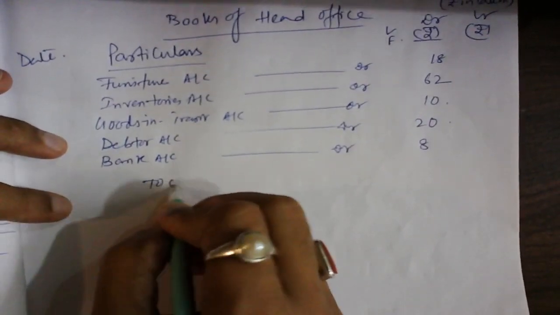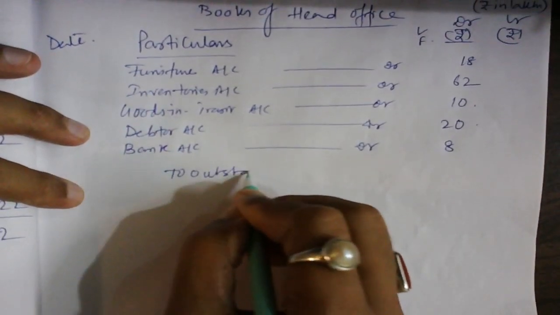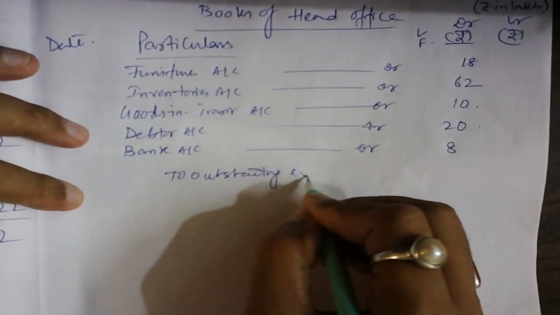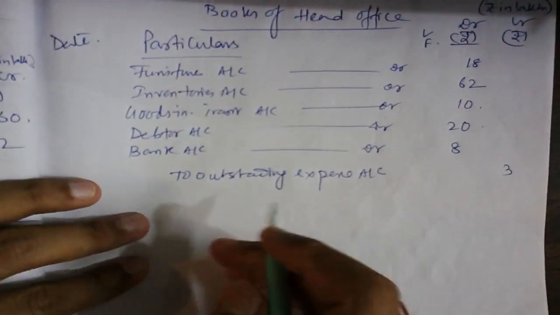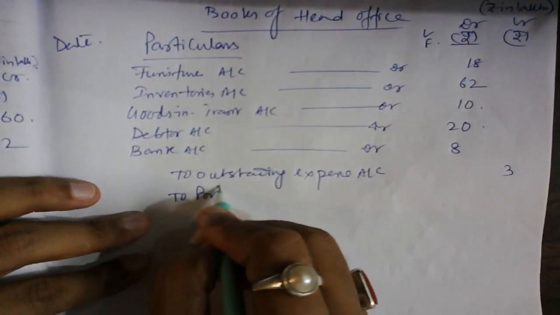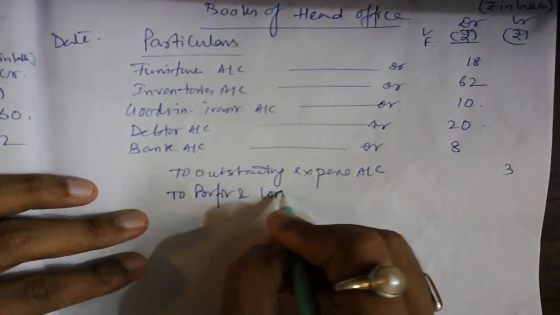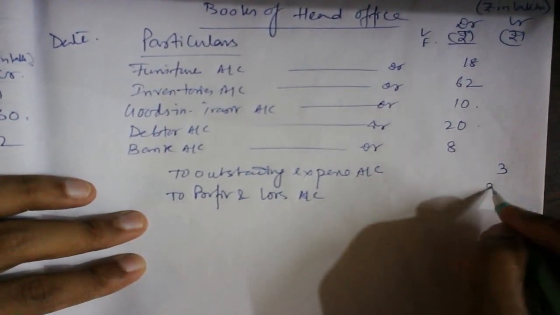And we have some outstanding liabilities that is 3 lakh, so you can write here outstanding expenses account, that is 3 lakh. And after this we have certain profit and loss we made which will be transferred to the head office, so that is 24 lakh.